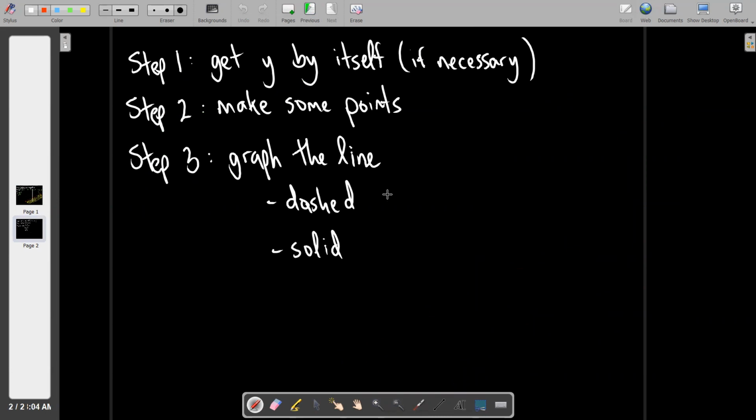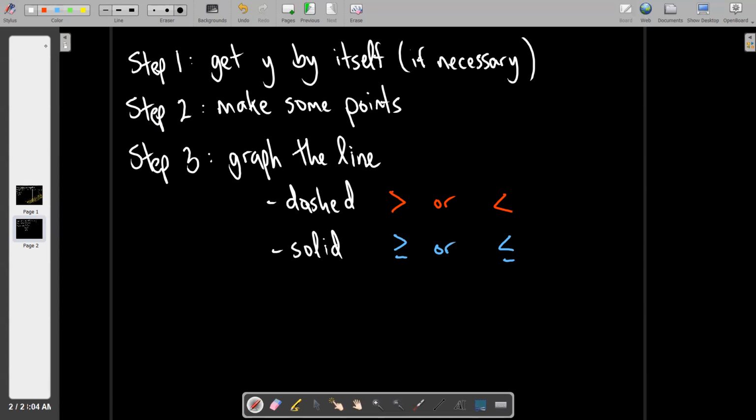So in that other page, when we're writing down our steps, let's make a little comment here that it's dashed if it's just greater than or just less than. And then, of course, it's a solid line if it's greater than or equal to or less than or equal to. So this is kind of our new thing now. Instead of colored in circles or hollow circles, we have dashed lines versus solid lines.